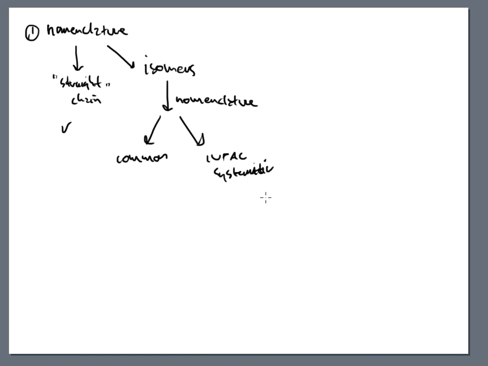So we're going to have to get comfortable with all of these, right? And it's going to take some time and it's going to take some practice. That's the only way that we can learn organic: if we do example after example after example. All right, so let me do another example for you.